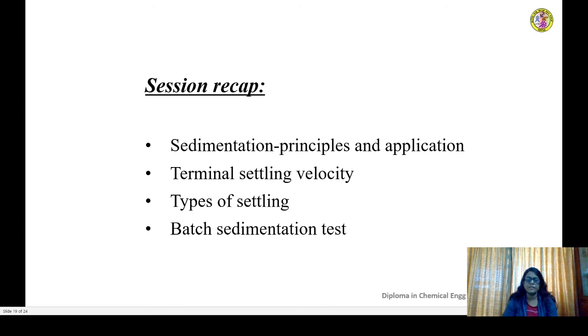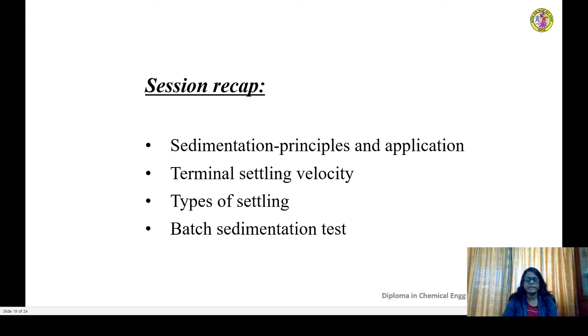In today's session, we learned about sedimentation, its principles, and applications. We learned about the terminal settling velocity. Also, we understood what free settling and hindered settling are under the topic of types of settling. Then we learned how the batch sedimentation test is carried out and what observations are made during the batch sedimentation test. With that, let me conclude the session.